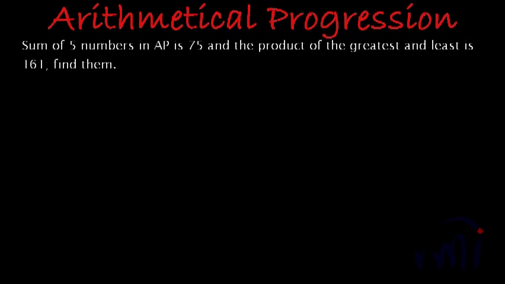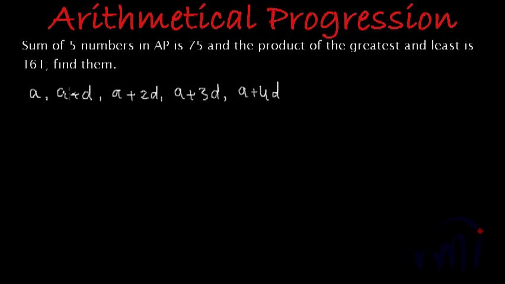Statement says the sum of 5 numbers in AP, that is arithmetical progression, is 75 and the product of the greatest and least is 161. Find them. So first let's assume 5 numbers in AP. Usually what we do, first term we assume as A, then second we assume as A plus D, where D is the common difference. Then third term becomes A plus 2D. Fourth will be A plus 3D and fifth will be A plus 4D. These are the 5 numbers in arithmetical progression, right?